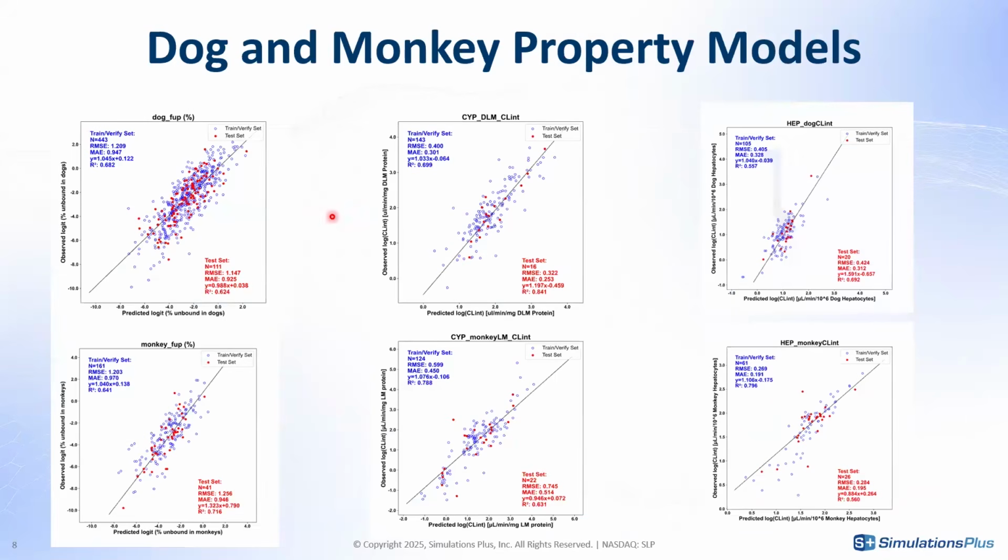This shows the current performance plots for the 6 new species-specific models that we did add for this release. You can consult the user manual to see the sources of the data and so on. Sizes of the data sets vary quite a bit. Some were on the small side, but the performances were pretty good. And again, this is something that we will continue to augment as time goes on, as we find new data.